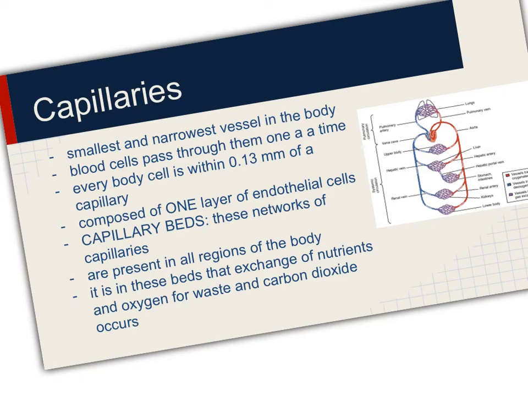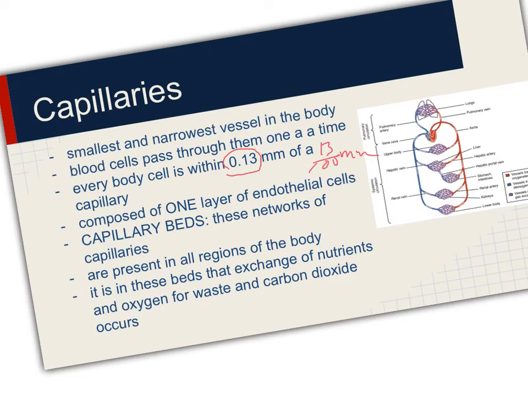Capillaries. These are the smallest and narrowest vessels in the body. Blood cells pass through them one at a time. Every body cell is within 0.13 millimeters of a capillary. So it's 13 hundredths of a millimeter. It's composed of 1 layer of endothelial cells.